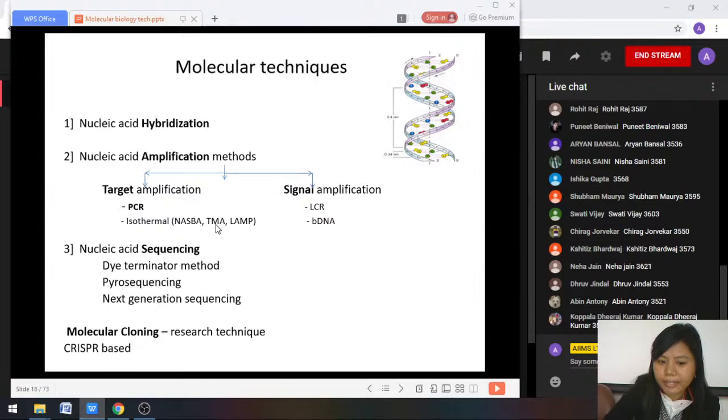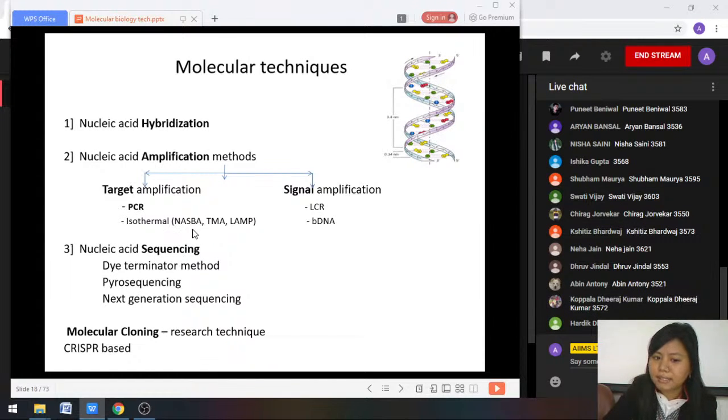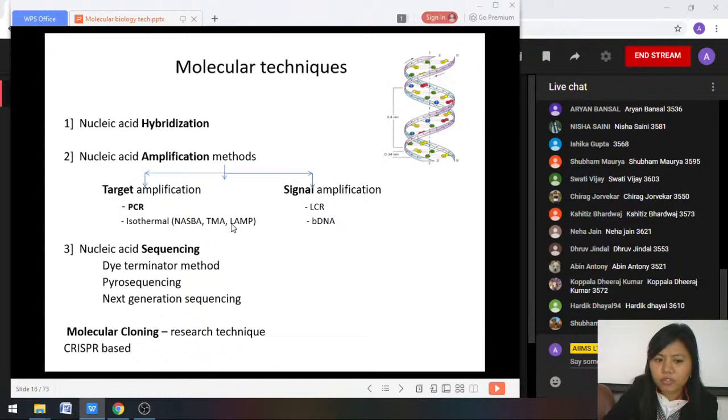So NASBA, TMA and LAMP, there are various techniques. It's okay to know the names even if you don't know the details of each and every technique. NASBA is nucleic acid sequence based assay, TMA is transcription mediated amplification, LAMP is loop mediated isothermal amplification assay. So these are different assays which are available. Every technique has its own advantages and disadvantages, right? We cannot go into detail about each and every one, but we'll go over the most important ones, right?